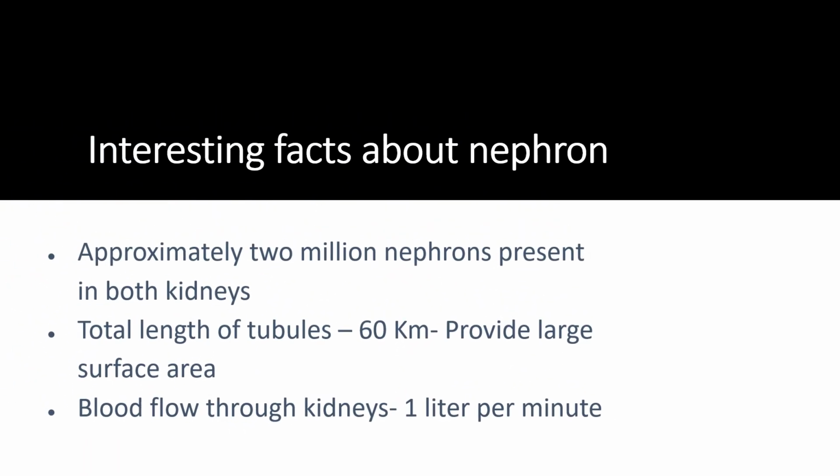Approximately 2 million nephrons are present in both kidneys, and if you take the total length of tubule in each nephron, it can extend up to 60 kilometers. And it is all kept in a very small area. It provides a large surface area. And within 1 minute, 1 liter of blood flows through the kidney.